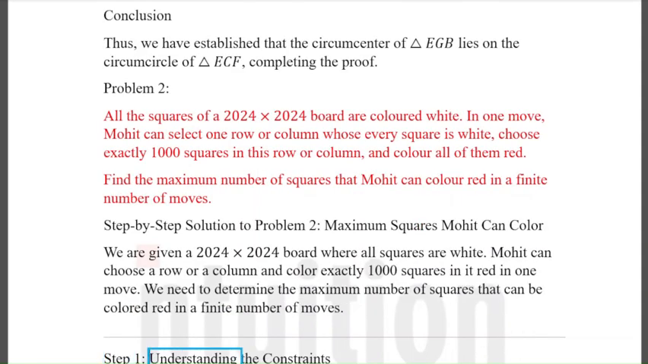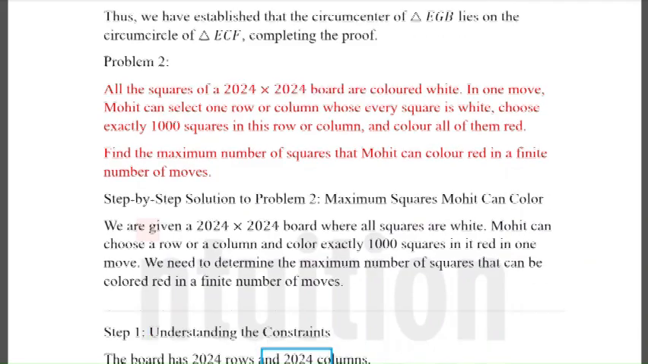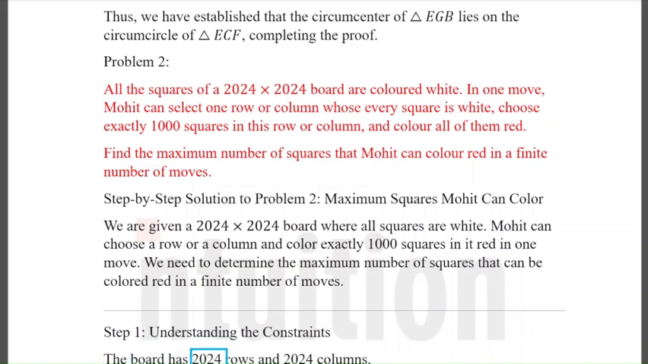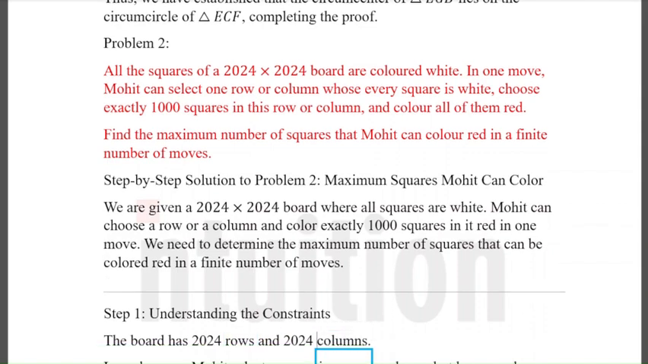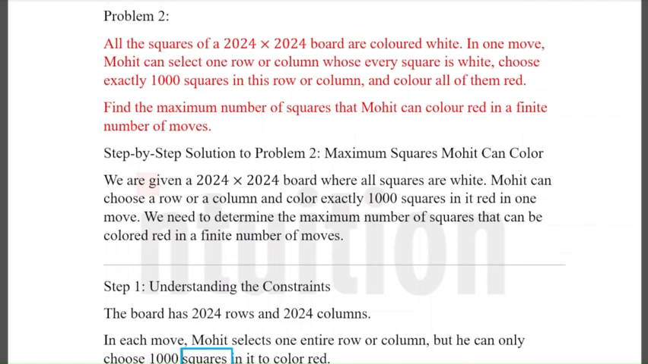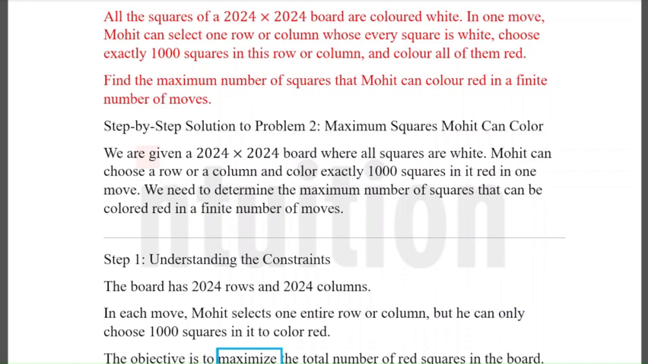Step 1. Understanding the constraints. The board has 2024 rows and 2024 columns. In each move, Mohit selects one entire row or column, but he can only choose 1000 squares in it to color red. The objective is to maximize the total number of red squares in the board.